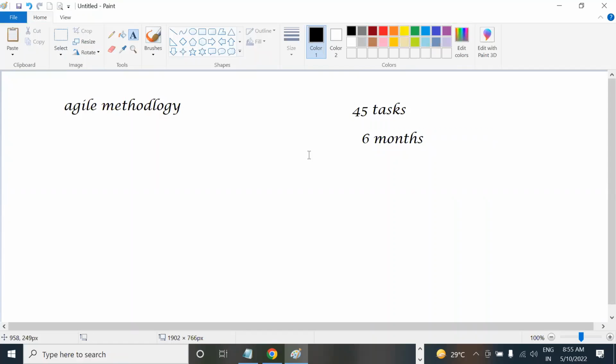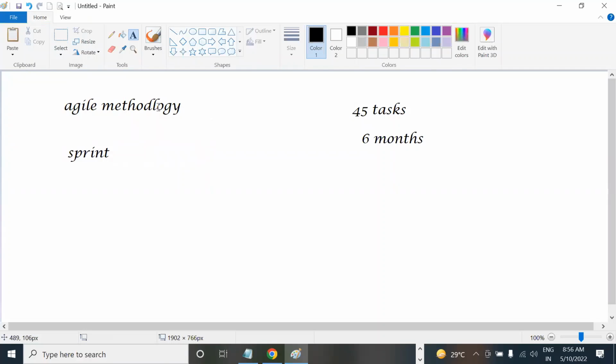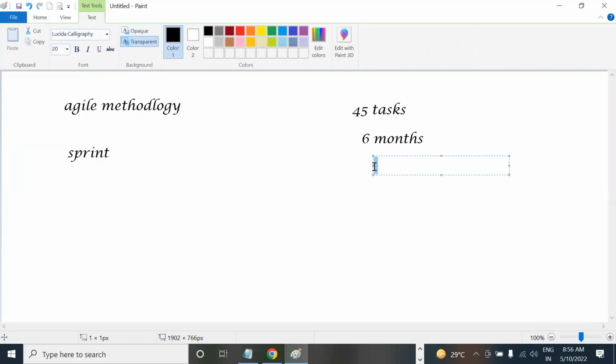So in this agile methodology you will have something called a sprint. Companies follow agile methodology. Why? Because they will divide these 6 months into some sprints. How will they divide now? In a month they will divide 3 sprints. 3 sprints into 6 months, so it will be 18 sprints.